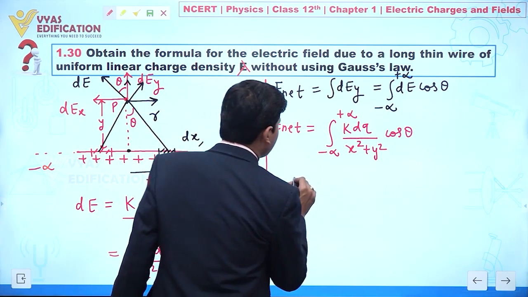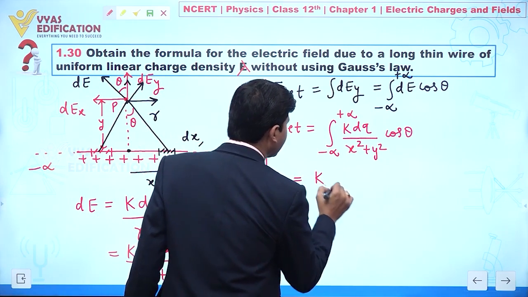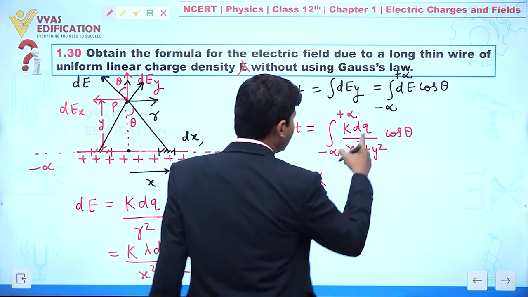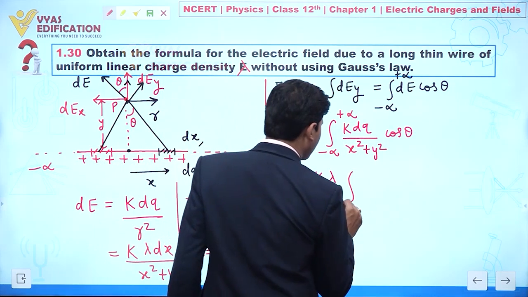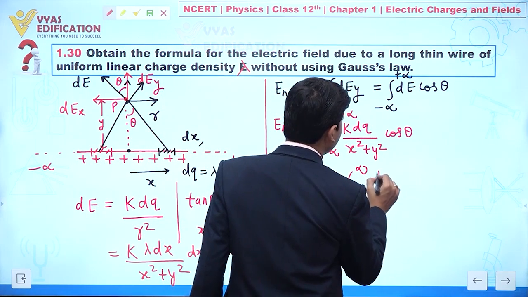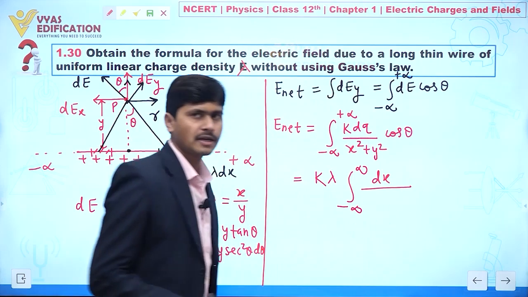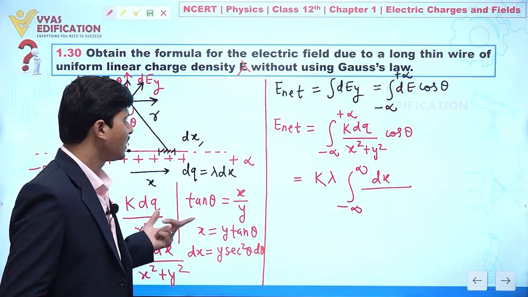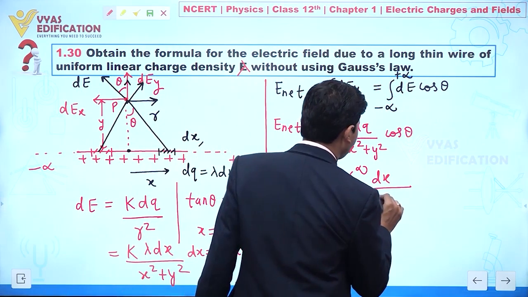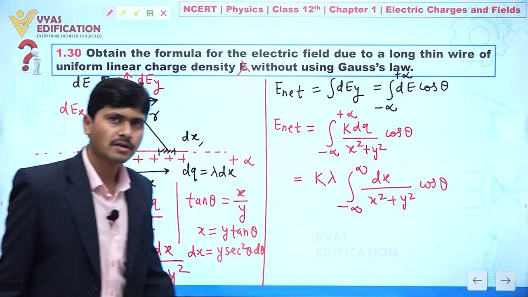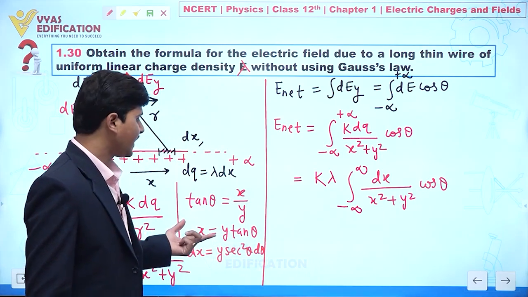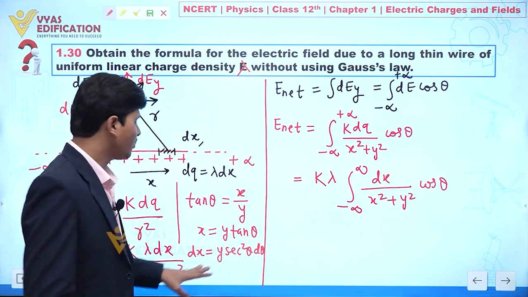So now first I am writing k outside. dq we can write as lambda times dx. From minus infinity to plus infinity, this is dx upon x square plus y square, and this is cos theta. Now we will put the value of x in this equation, and the value of dx also.